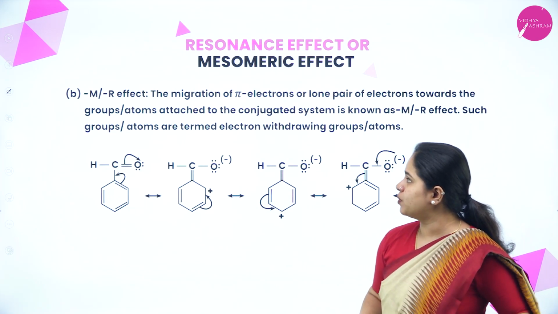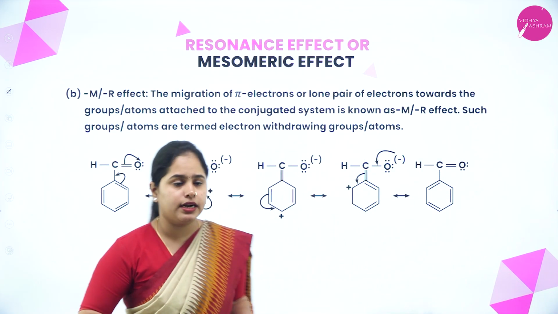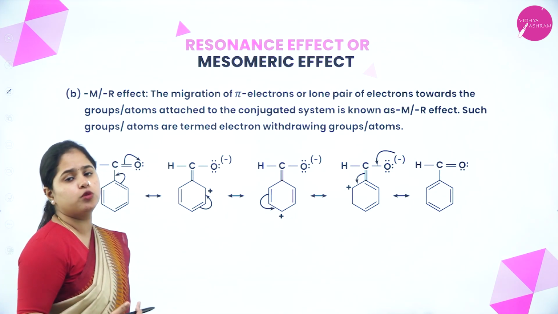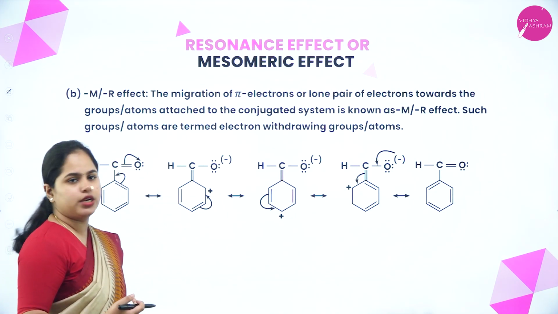Now moving on to the next one, that is minus R effect. That is the migration of pi electrons or lone pairs towards the group which is attached to the conjugated system.